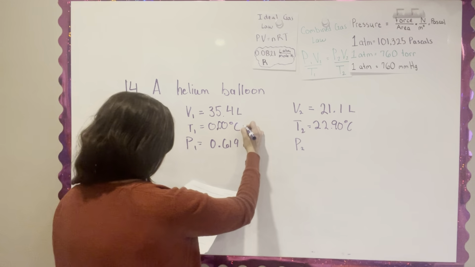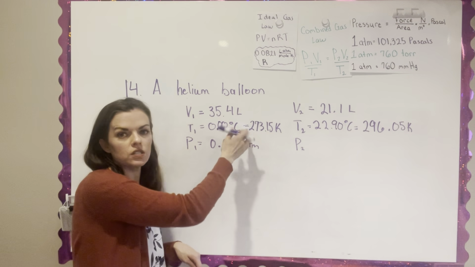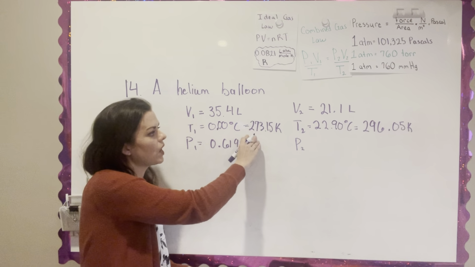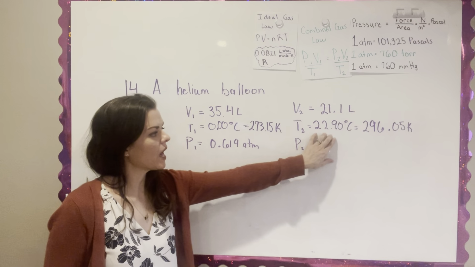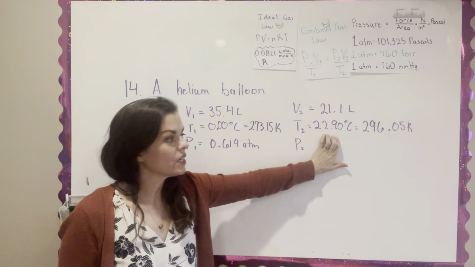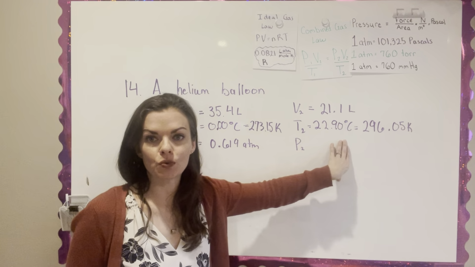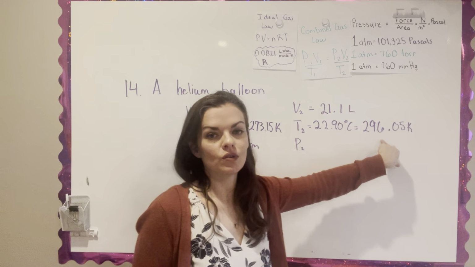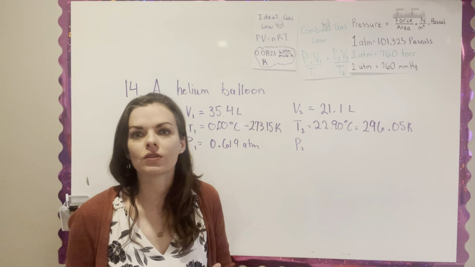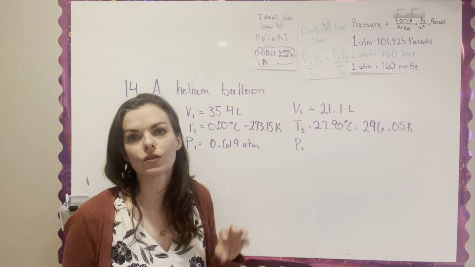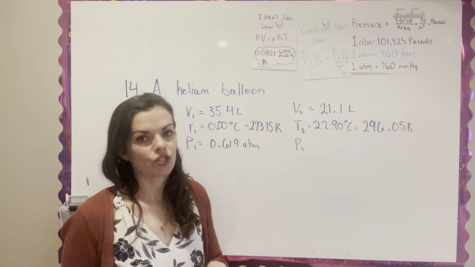So this equals, I end up with 0 degrees, so I just add 273.15. So I get 273.15 kelvins. That's nice and easy math. Then when I add 22.9 to 273.15, you get 296.05. And like I always ask you to do with these problems, try and figure it out yourself. So then pause it, come back and check your work.